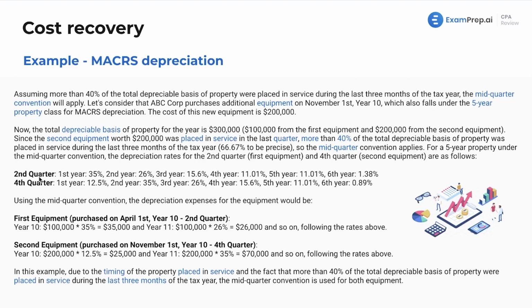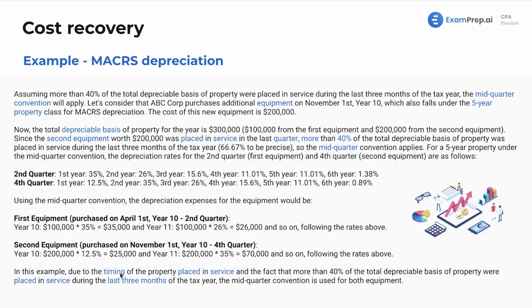Now, using the mid-quarter convention, the depreciation expenses for the equipment would be the following. First, equipment purchased on April 1st, year 10, second quarter. This is our calculation here, just same as we've been doing, taking the percentages and applying them. And then the second equipment that was purchased on November 1st, year 10, that's the fourth quarter. We are doing that same process again, just taking those percentages and multiplying them.